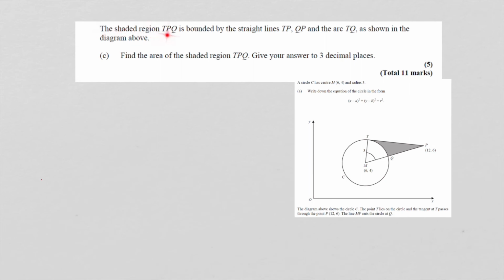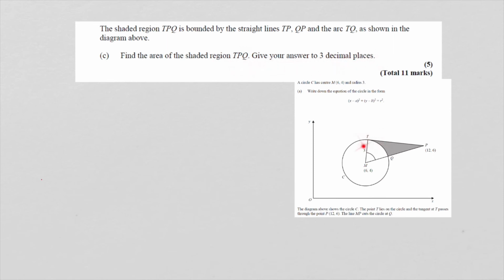The shaded region TPQ is bounded by the straight lines TP and QP and the arc TQ as shown in the diagram below. So that's the area we're talking about here. Find the area of this shaded region TPQ. Give your answers to 3 decimal places.